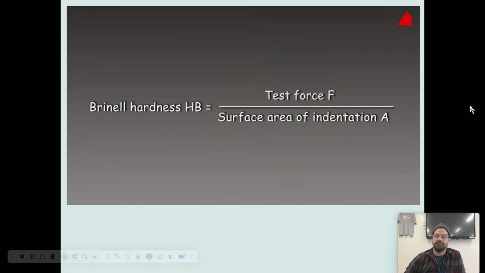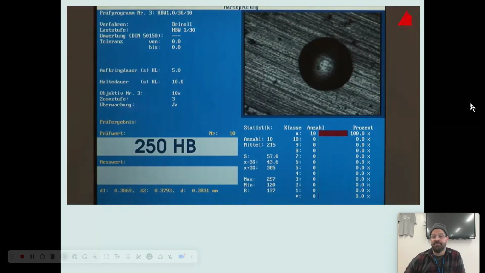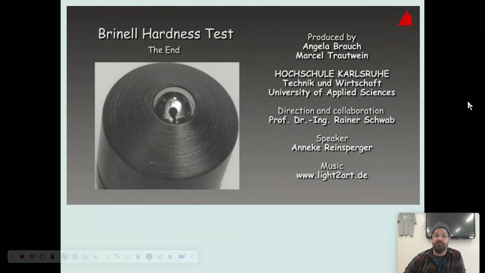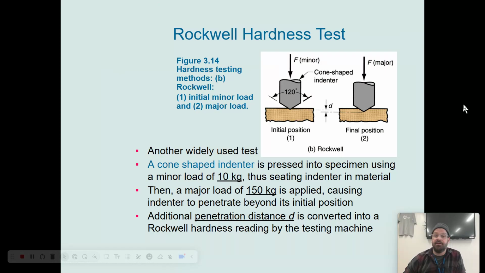The hardness value is defined as test force F in the old unit kilopond divided by the area of the indentation A in square millimeters. Again, hardness is defined as force divided by area. The result is displayed on the bottom left-hand corner of the screen and amounts to 250. That's it for the Brinell hardness test.